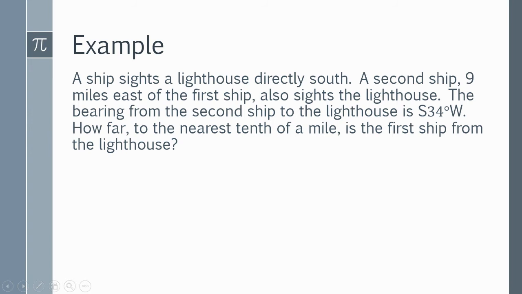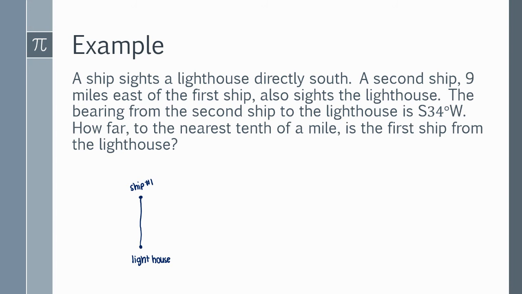So a ship sights a lighthouse directly south. So that means that, let's say this point right here is my lighthouse. It needs to be south of these boats. So directly south means that I'm going to have, well, let's make that nice vertical line from that lighthouse. It's not the straightest line, but this point right here, we can say that this is ship number 1. Okay, because it's directly south of that lighthouse, or the lighthouse is directly south.